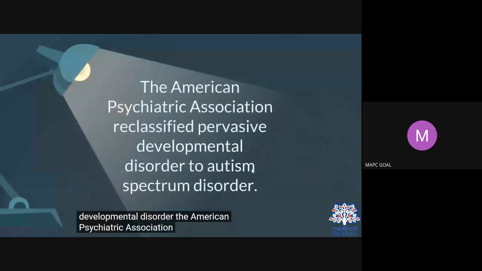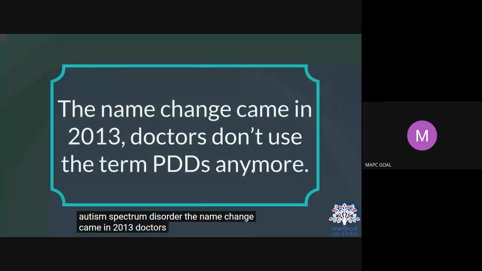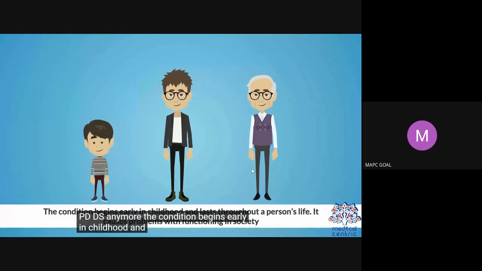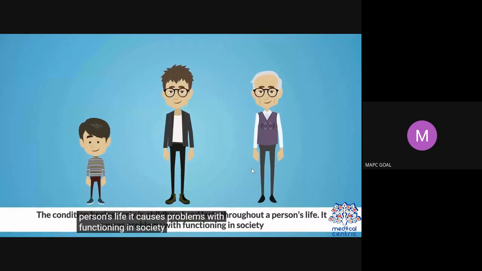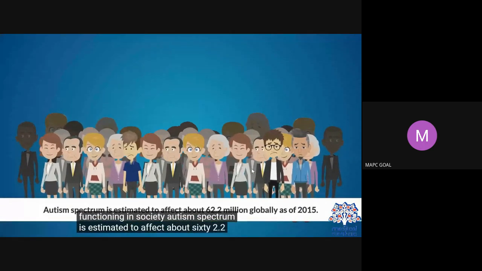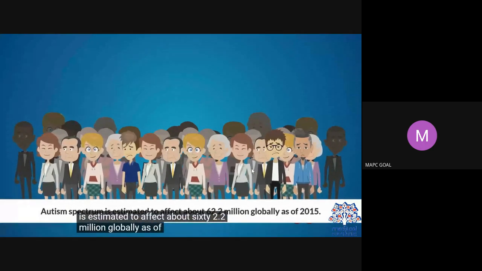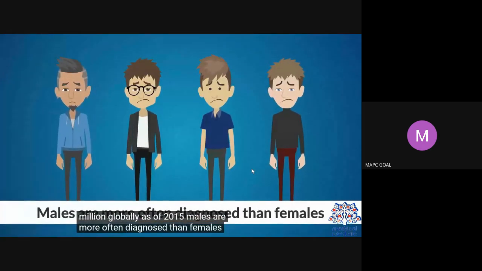The American Psychiatric Association reclassified pervasive developmental disorder to autism spectrum disorder. The name change came in 2013. Doctors don't use the term PDDs anymore. The condition begins early in childhood and lasts throughout a person's life. It causes problems with functioning in society. Autism spectrum disorder is estimated to affect about 62.2 million people globally as of 2015. Males are more often diagnosed than females.